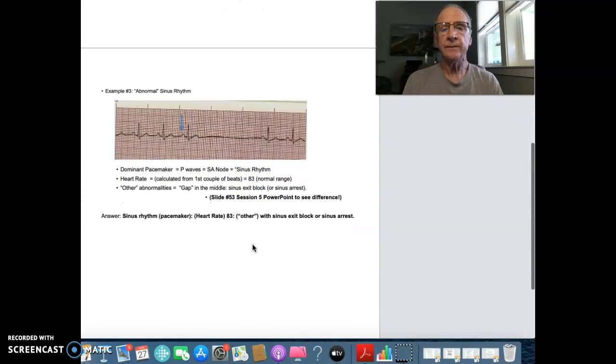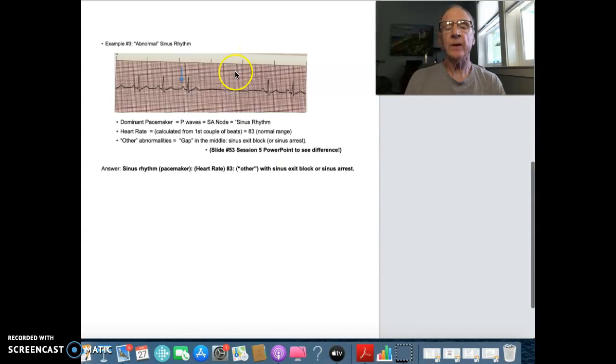The last example is this strip. Again, first thing you need to do is, what is the dominant pacemaker? We see normal P waves. Even over here are normal P waves. So the SA node is the dominant pacemaker. The SA node produces sinus rhythms. Heart rate, I just divided the small boxes into 1500, and I came out with a heart rate of 83 beats per minute.